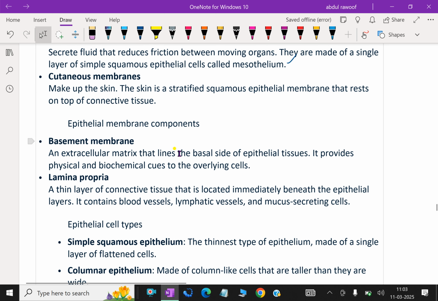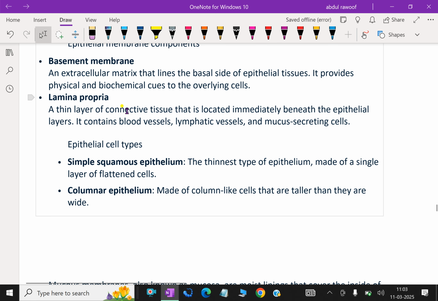Cutaneous membranes make up the skin. The skin is a stratified squamous epithelial membrane that rests on top of connective tissues. Epithelial membrane components: basement membrane, an extracellular matrix that lines the basal side of epithelial tissues. It provides physical and biochemical cues to the overlying cells.